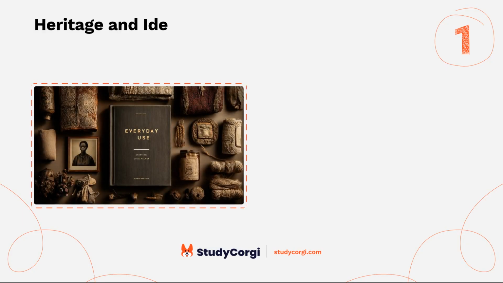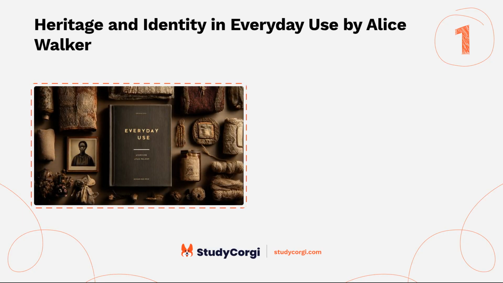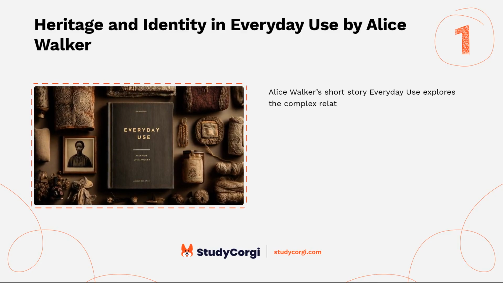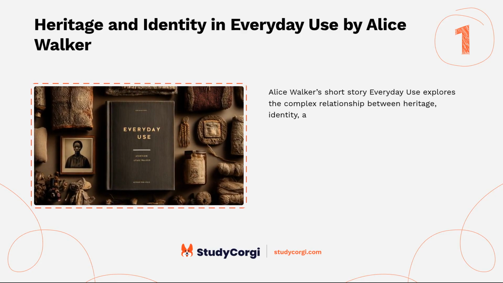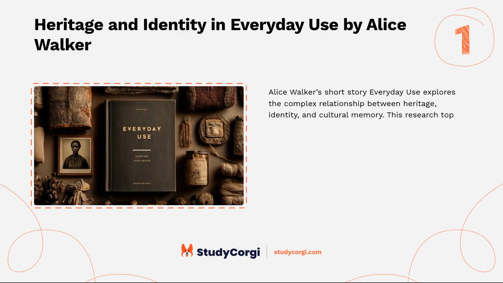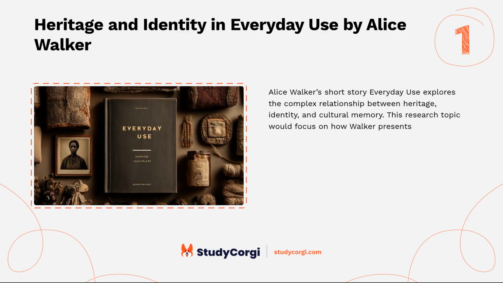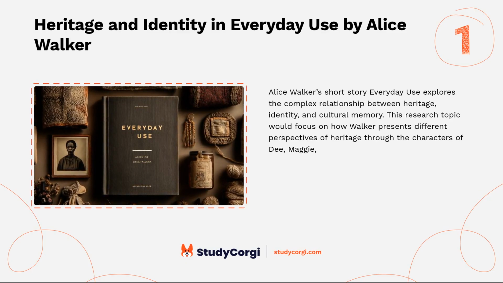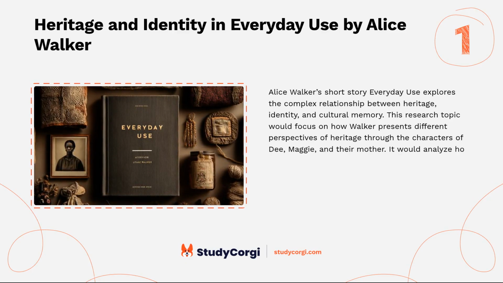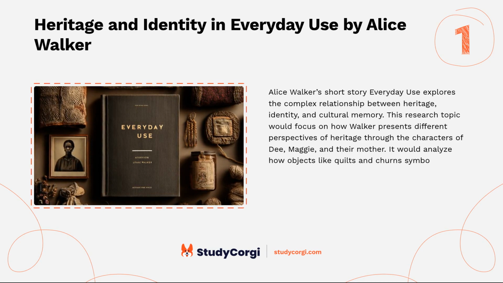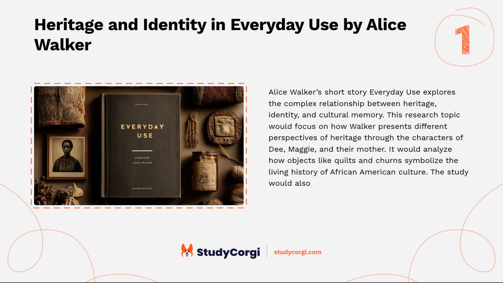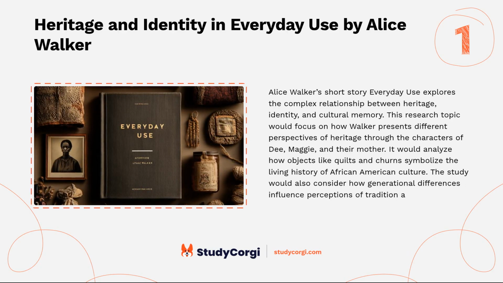Heritage and Identity in Everyday Use by Alice Walker. Alice Walker's short story Everyday Use explores the complex relationship between heritage, identity, and cultural memory. This research topic would focus on how Walker presents different perspectives of heritage through the characters of Dee, Maggie, and their mother. It would analyze how objects like quilts and churns symbolize the living history of African American culture. The study would also consider how generational differences influence perceptions of tradition and identity.